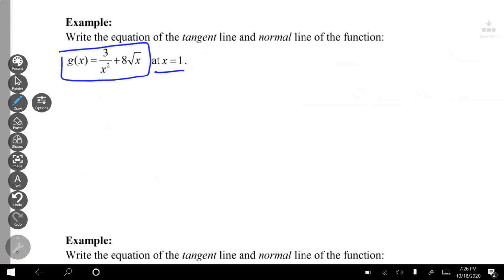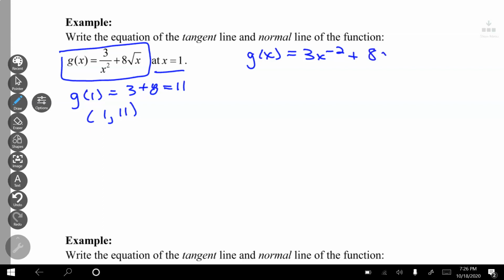Okay, so what makes this one more difficult is that I need to rewrite this function. Well, I could plug in 1 to begin with, so I could do g of 1, which is not going to be hard. I get 3 plus 8, I get 11, so I have (1, 11) as my point. But for me to take this derivative, I can't take it in this form. I better rewrite g of x as 3x to the negative 2 plus 8x to the 1/2. Now I can take its derivative. I get negative 6x to the negative 3 plus 4x to the negative 1/2.